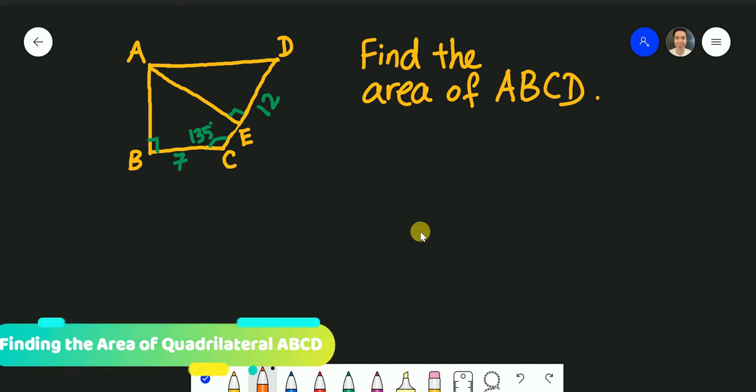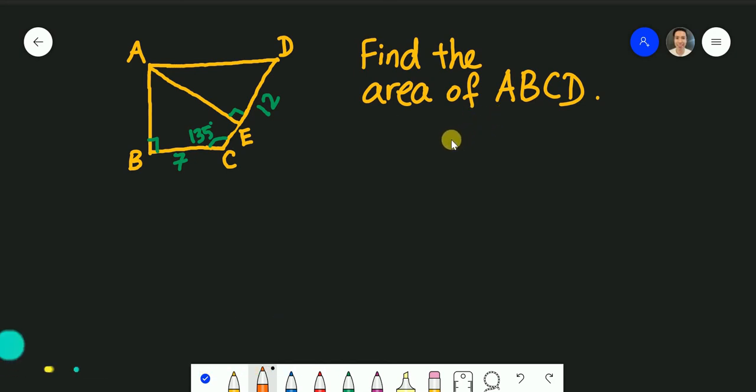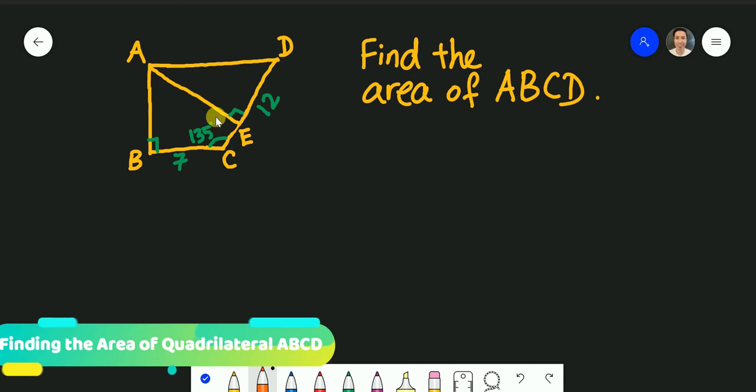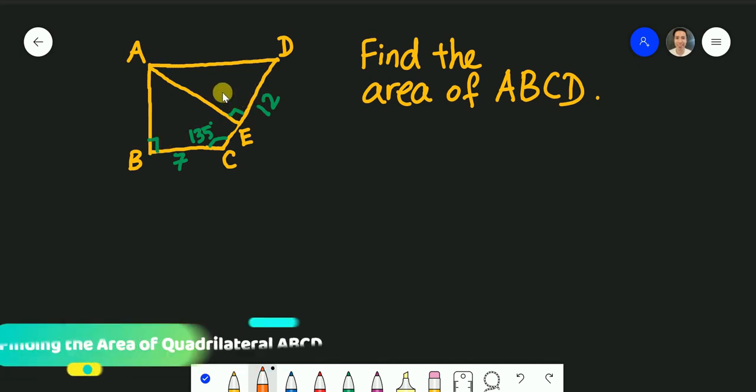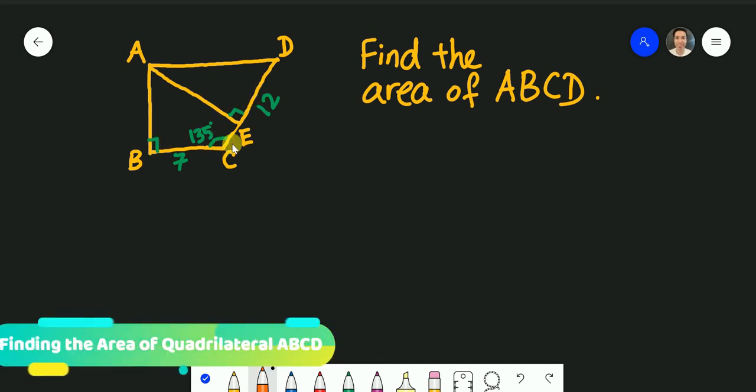Here is the question. The question asks us to find the area of ABCD. We can see there is some information provided here. We know that angle ABC and angle AED are right angles. Angle C is 135 degrees. Meanwhile, the length DE is 12 cm, and the length BC is 7 cm.